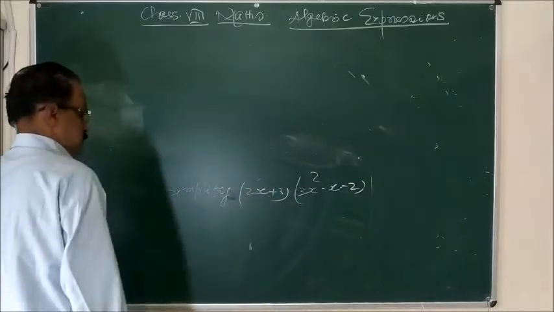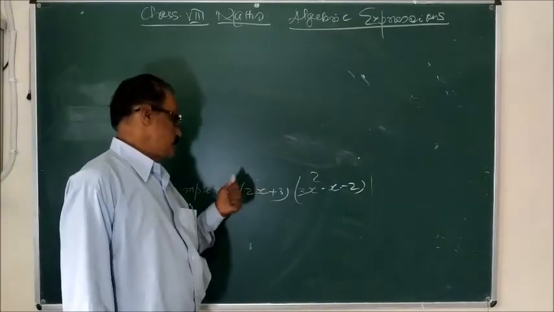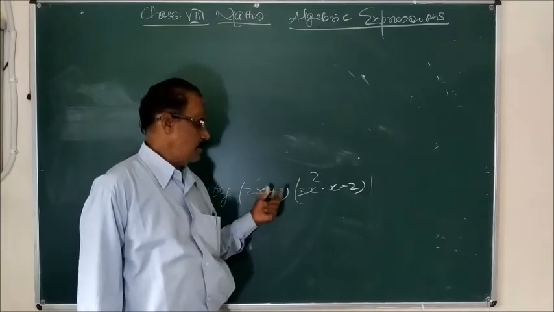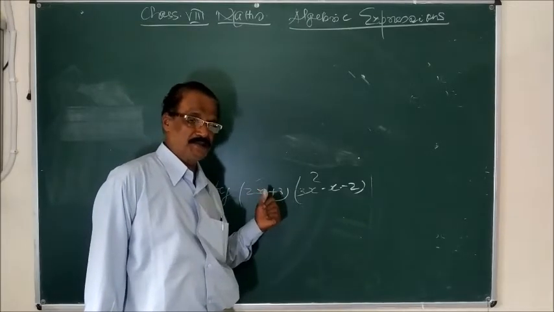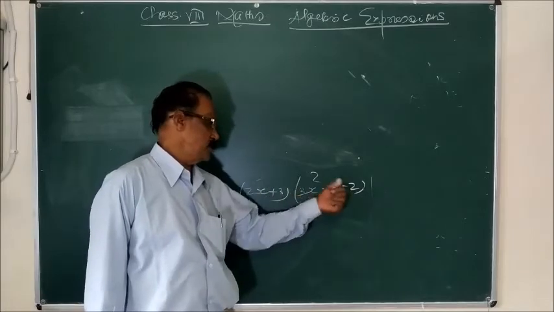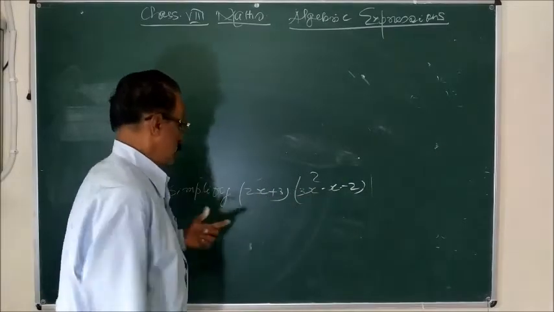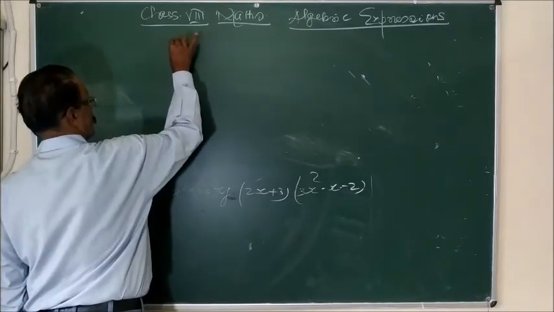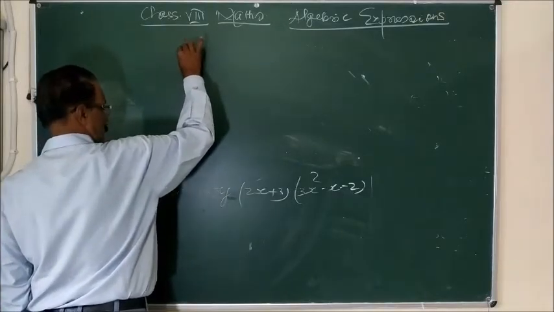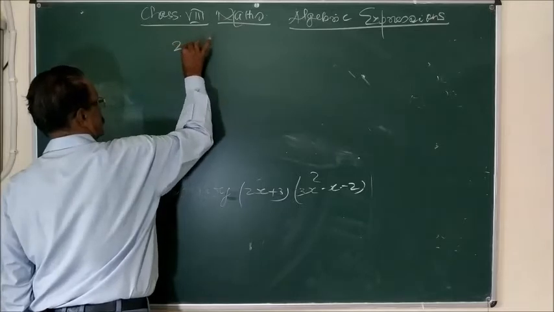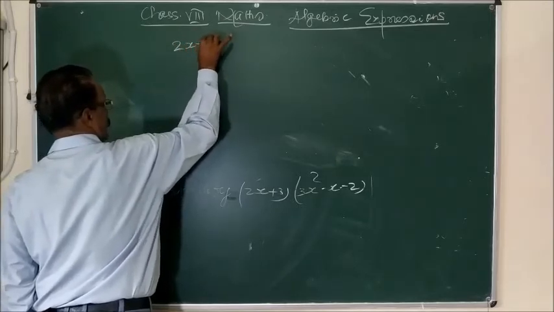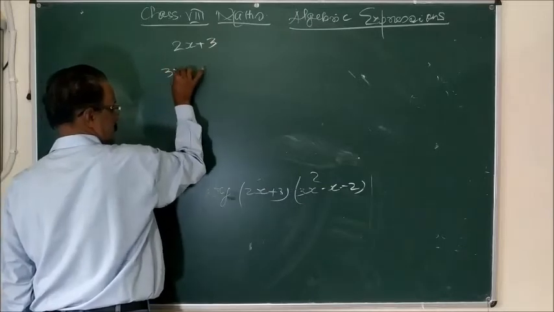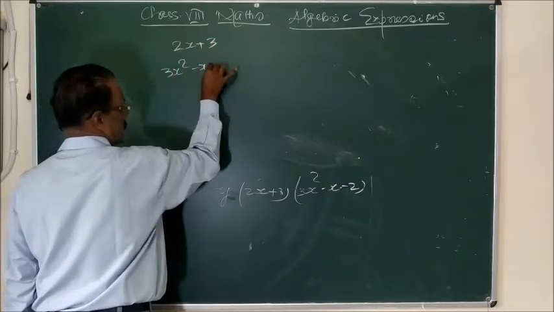Now you see, you have to simplify. So what do you see in this question? The question is 2x plus 3. You find the product of this term with this term. So for 2x plus 3, first you see the column method. You can write any term on the upper side: 2x plus 3, and this is 3x squared minus x minus 2.